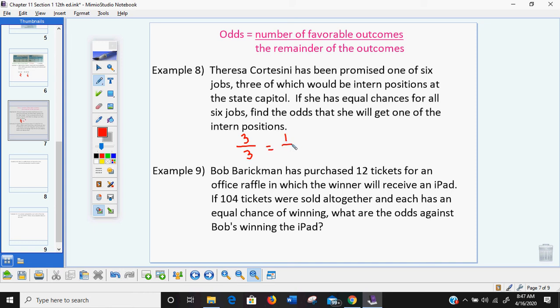And here's how they would say it. They'd say the odds are 1 to 1. In other words, she's got a 50-50 chance of getting an intern position because half of them are intern positions. Let's look at this one.